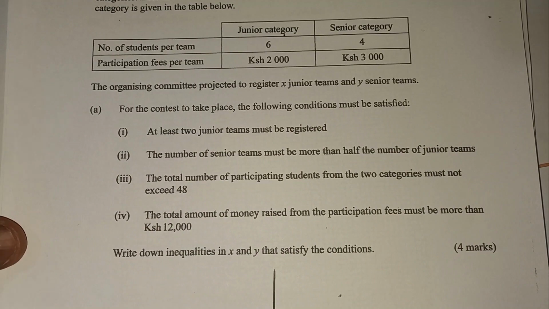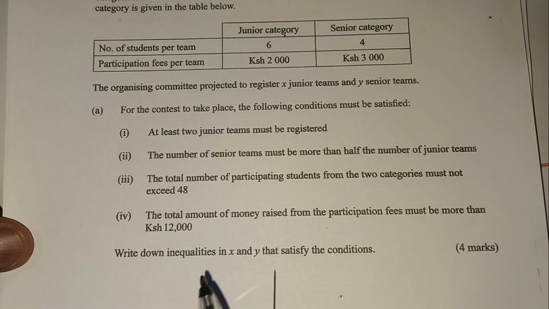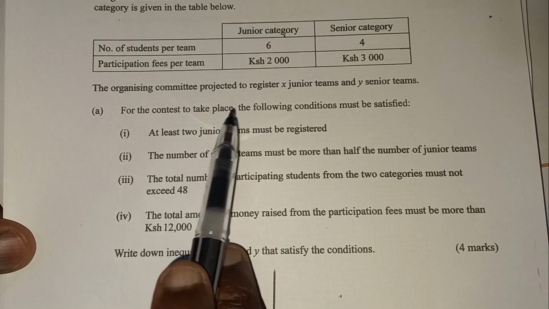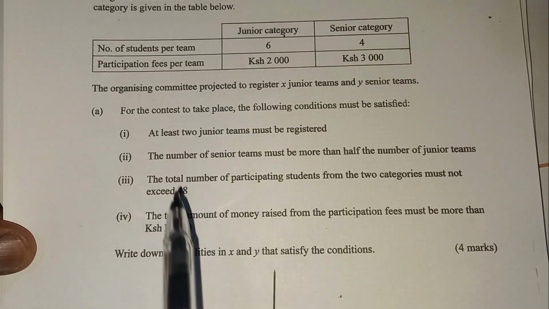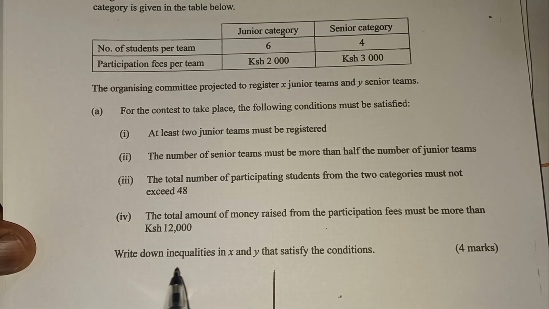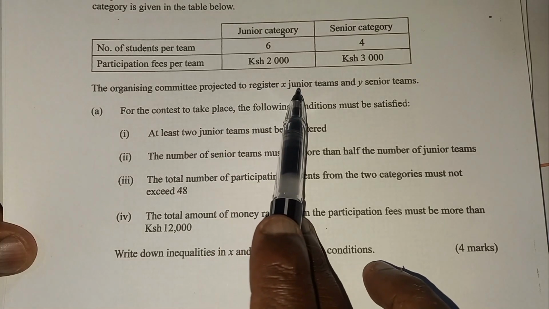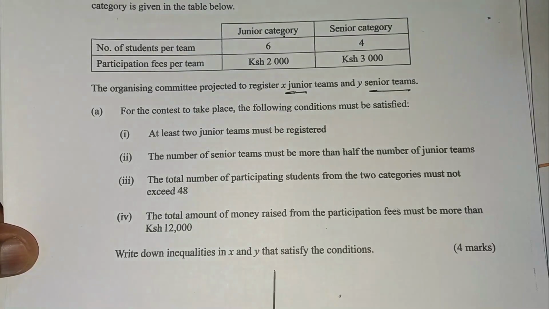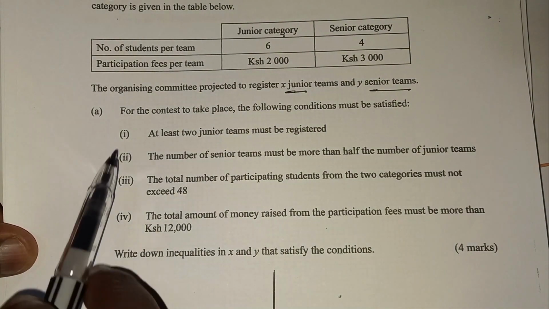So that is the whole question. This is another part, B. From these statements and the information given in the table, you are required to form inequalities in X and Y. Remember, X represents the junior teams and Y the senior teams. So let's go to part 1.